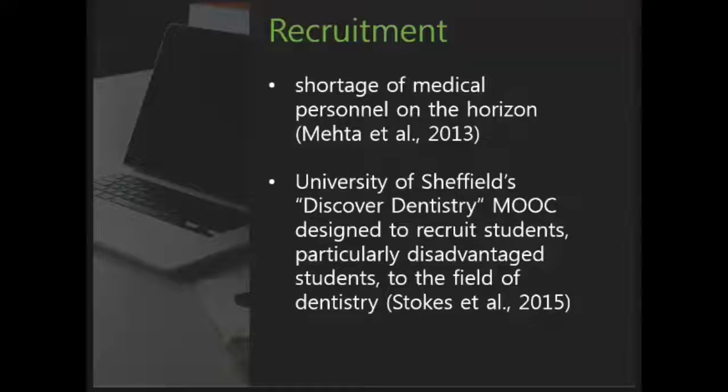The University of Sheffield School of Clinical Dentistry created a Discover Dentistry MOOC for the purpose of recruiting students. This course was open to all, and it was accessed by over 4,000 learners from all continents and 79 countries. About a third of the people who took this MOOC reported that they took it for higher education purposes, and about 10% of the applicants to the dentistry program at the University of Sheffield said that they had participated in the MOOC to help them learn about the career of dentistry.